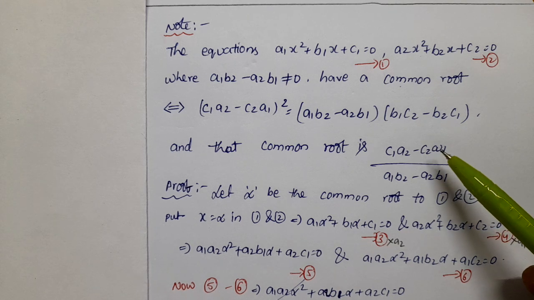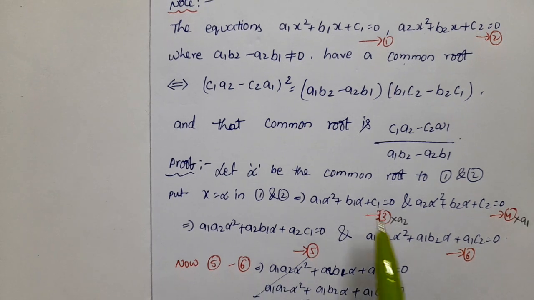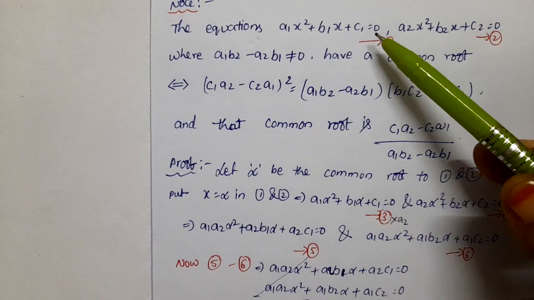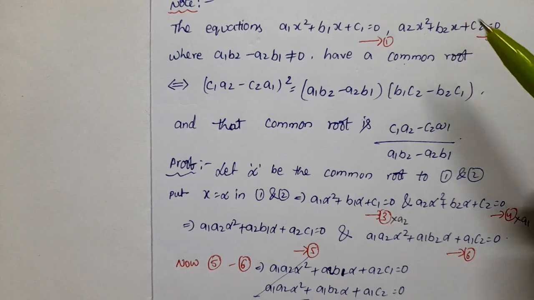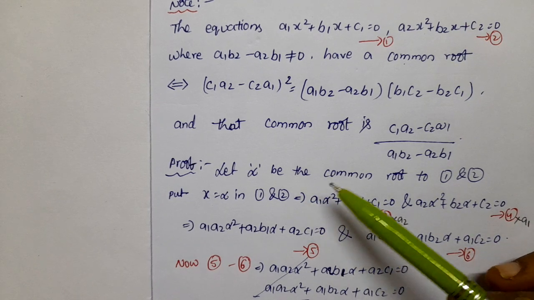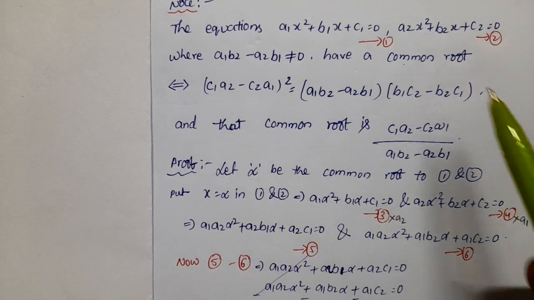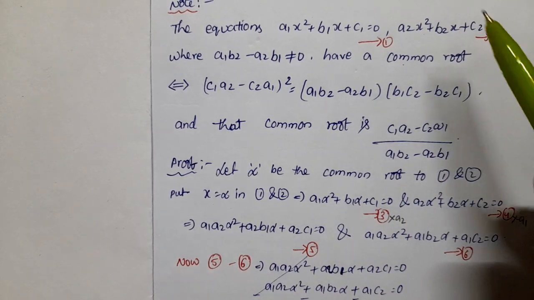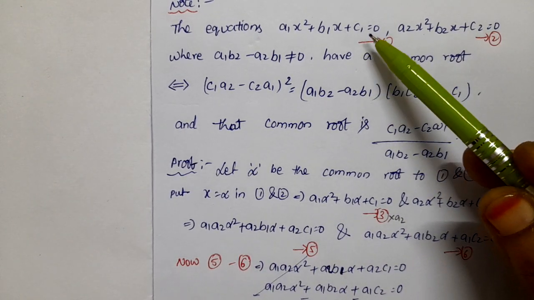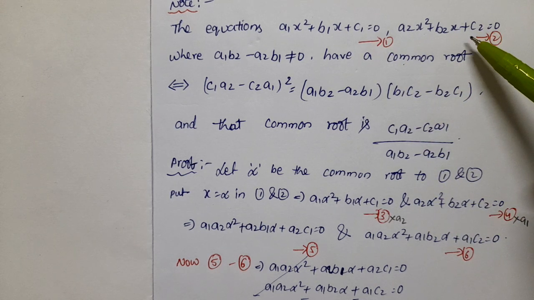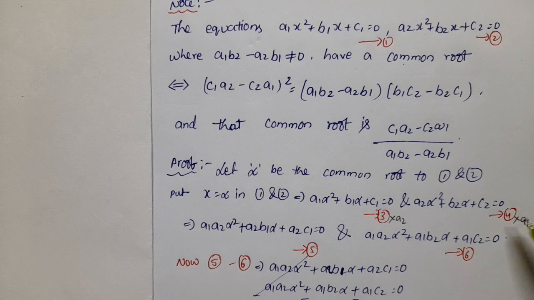Now we have to prove this common root. Let alpha be the common root of 1 and 2. Let us suppose alpha is the common root of these two quadratic equations. Root means put x equal to alpha in 1 and 2. Then a1 alpha square plus b1 alpha plus c1 equal to 0 and a2 alpha square plus b2 alpha plus c2 equal to 0. These can be taken as 3 and 4.